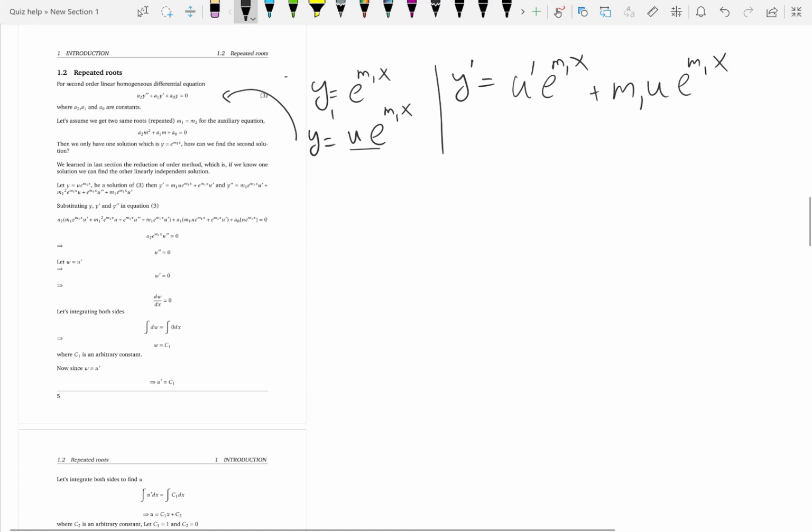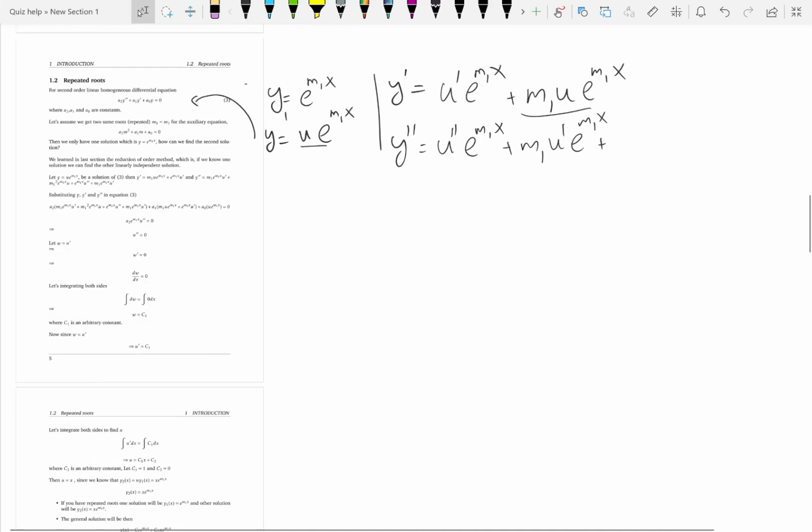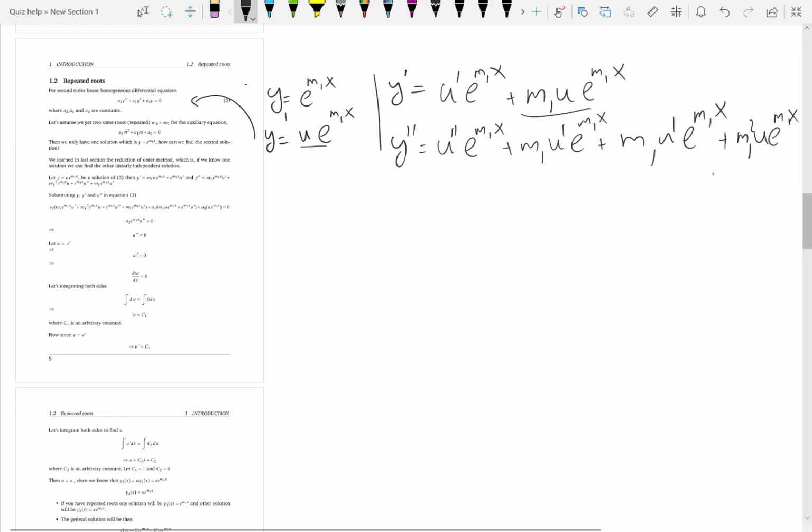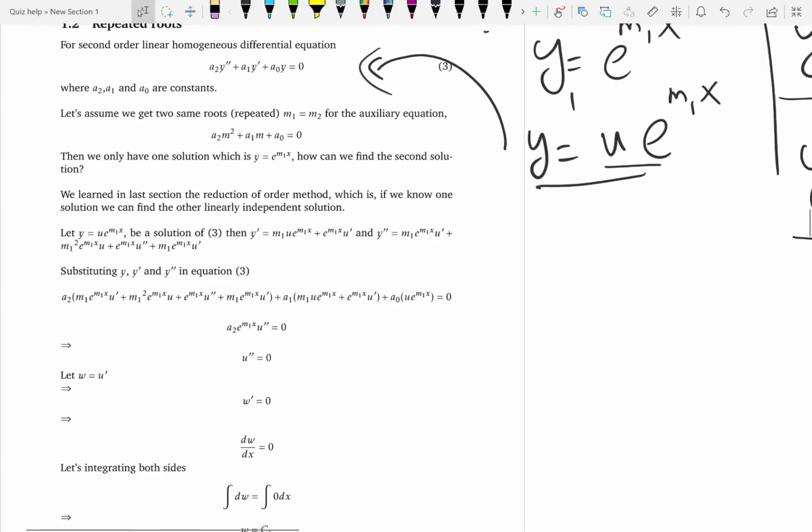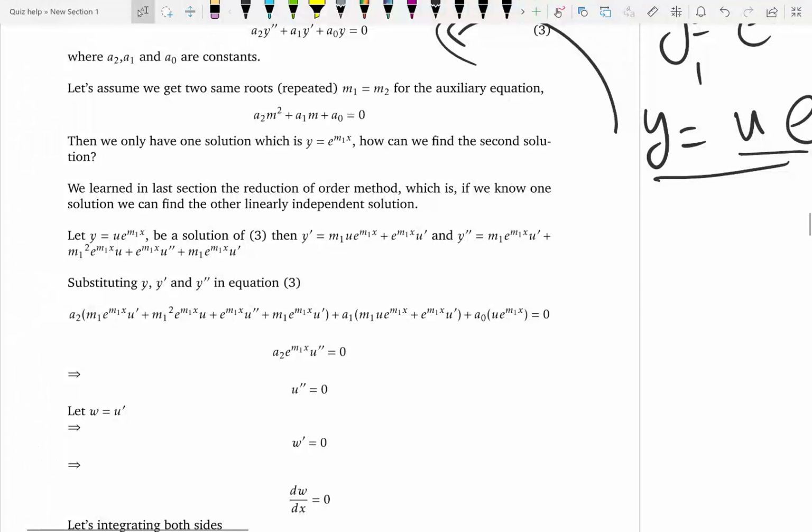Now, is that enough? No, we need the second derivative. So if we use the product rule here, u double prime e to the m1x plus m1 u prime e to the m1x. Here, if I use the product rule, m1 u prime e to the m1x plus m1 squared u e to the m1x. So we get y prime and y double prime. Now I'm going to substitute them into the differential equation. I'm not going to do that here in this video. So let's say we substitute all these three into the differential equation. So this is what I get.